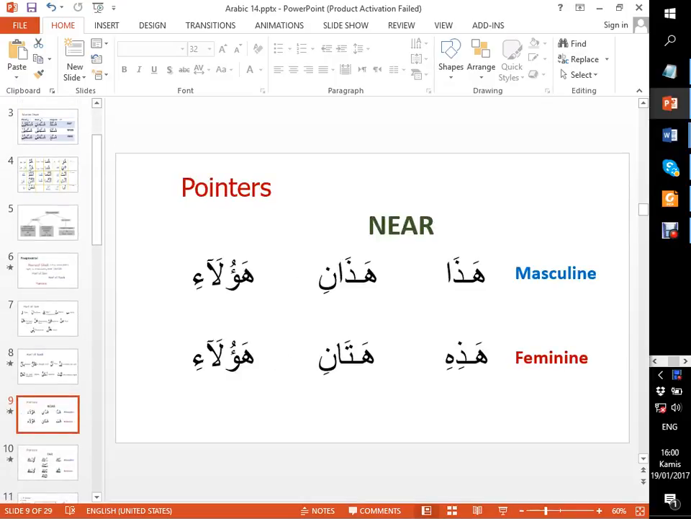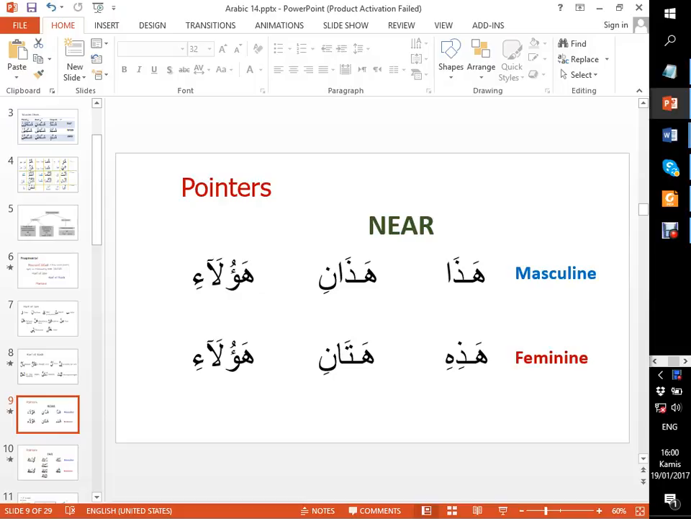And then pointers. For making a fragment, we also have pointers. There are several words, and this is for pointers to a near object. Okay. Hada is for masculine, hadihi is for feminine. I think for now you can ignore the middle one, the pair, because we rarely use the pair in the Quran. The Quran usually uses only singular and plural. And for plural, it's the same.